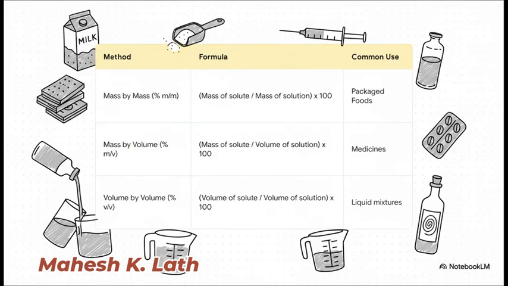So there you have it. It's basically 3 simple ways to write a mixture's recipe. You've got mass by mass, which is great for solids like you find in packaged foods. Mass by volume, which, as we saw, is absolutely crucial for medicines. And volume by volume, which is perfect for liquid mixtures like our vinegar. It's a pretty simple toolkit for describing the world around us.